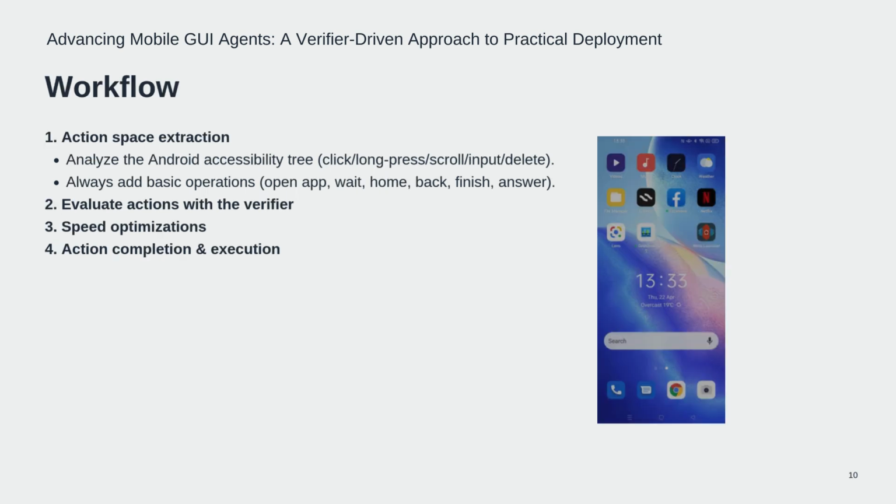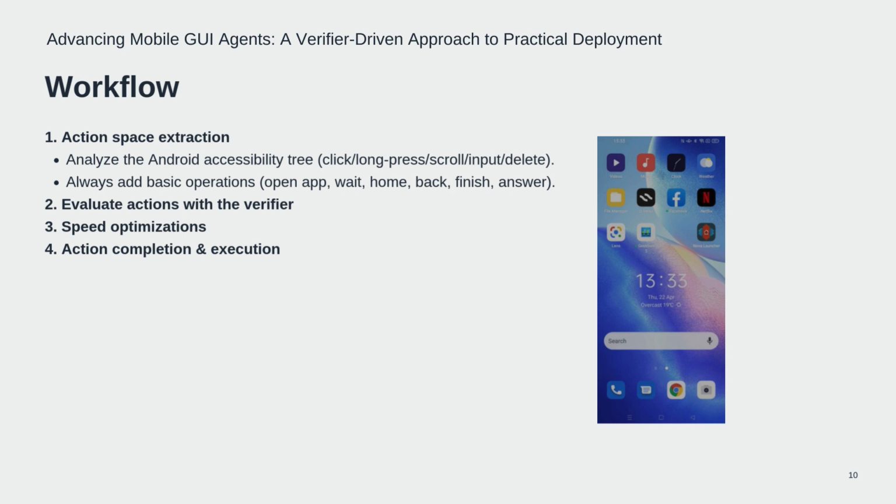Now I will explain the workflow step by step, which ties together some of those solutions. There are four stages in one loop iteration of the agent. One, action space extraction. The agent analyzes the current UI through Android's accessibility API. This gives a tree of UI elements and their properties. From this, they extract all possible user actions on this screen.